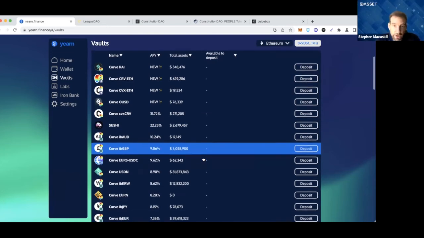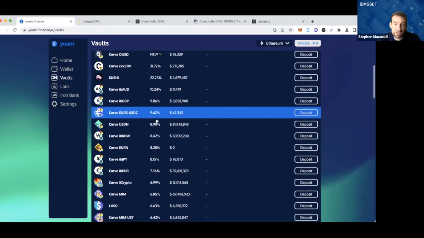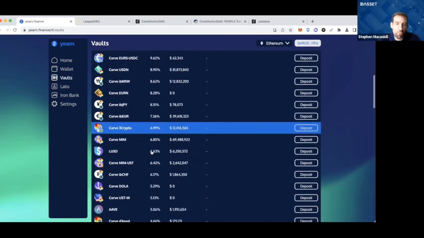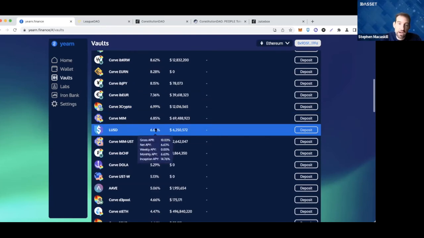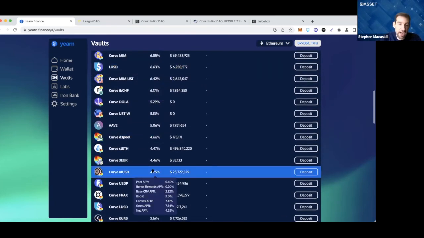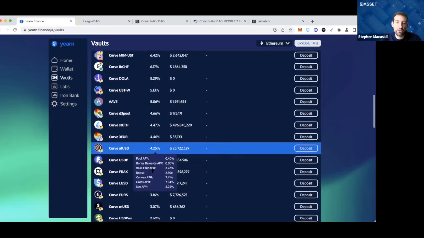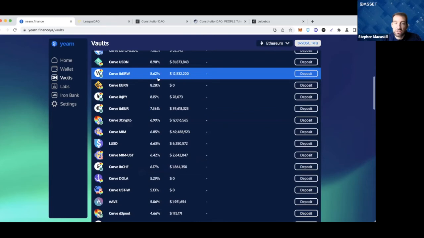And so usually, you can expect anywhere from 1 to 10%, depending on the vault strategy and the assets that are underlying it. A lot of the dollar or stablecoin vaults will tend to have higher yields because more people are borrowing stablecoin.